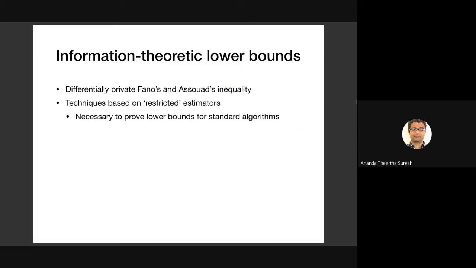In the remaining time, I'm going to briefly go over our proof ideas. For the lower bound, we use a differentially private version of Fano's and Assouad's inequality. And the proof mainly relies on coupling arguments. This was recently studied in a paper by Acharya et al. Our main contribution here is to extend this notion to a class of restricted estimators, which do not operate on the actual statistics, but on a function of the statistics. We need this to prove lower bounds for the standard Laplace and Gaussian algorithms.